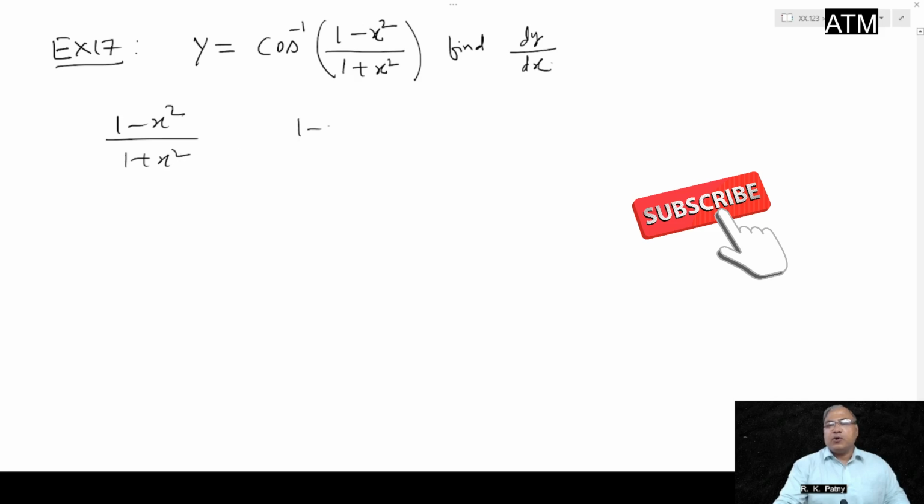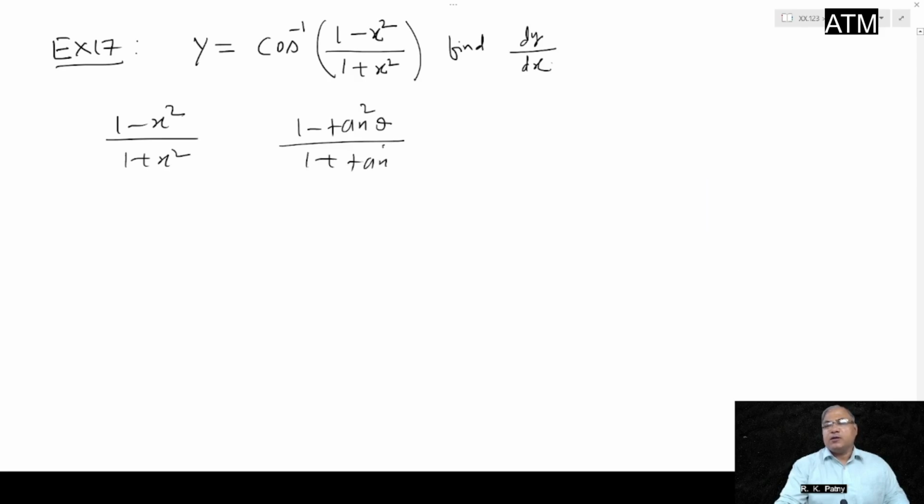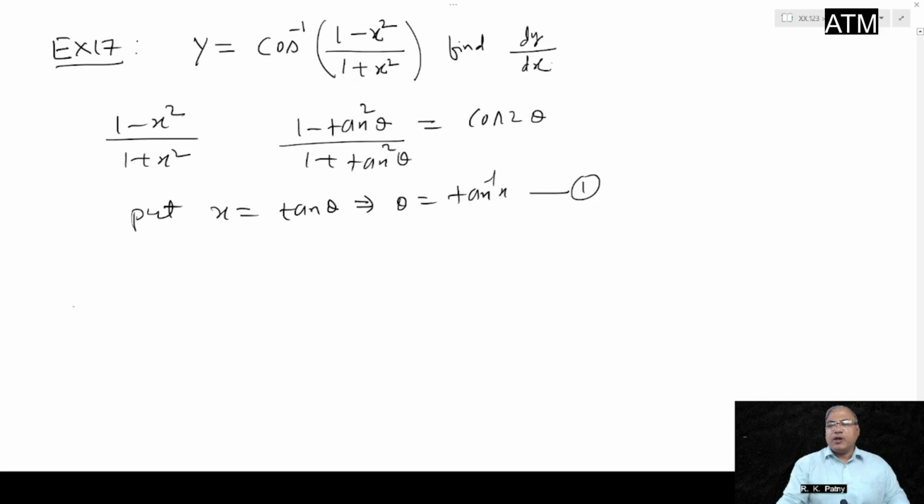We know one formula: (1 minus tan square theta) upon (1 plus tan square theta) equals cos 2 theta. That means here, in place of x, if I put tan theta, then the problem will get simplified to a very suitable form. Therefore, put x equals tan theta. As soon as I put x equals tan theta, it implies theta equals tan inverse x. Let us remember it. We will be utilizing theta equals tan inverse of x at the final stage.